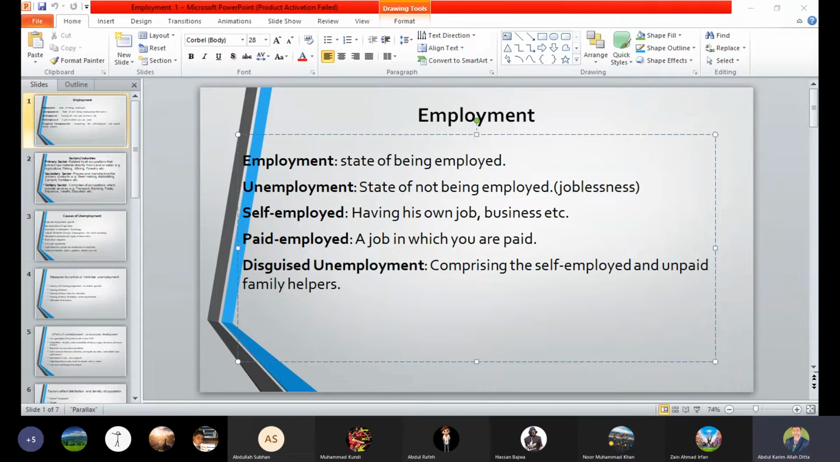Now I'm starting the next topic, my dear. It is employment, and after that we have only one chapter, one topic left, that is migration. Employment.